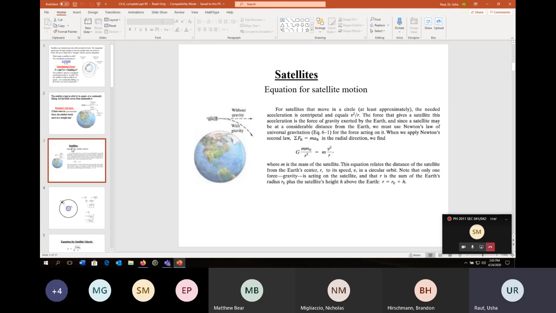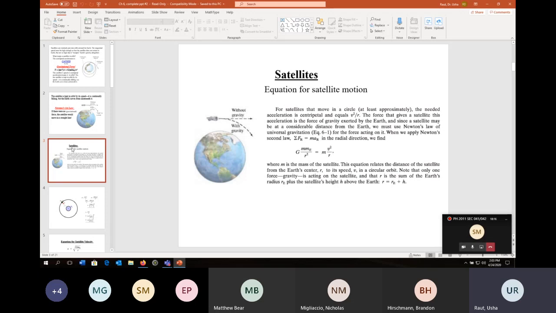If you look at the satellite on the screen, let's say it's at a distance r from the center of the Earth. All distances are measured from the center, not from the surface. So if you think of the satellite that's orbiting, there are just two forces that act on the satellite as it orbits the Earth.